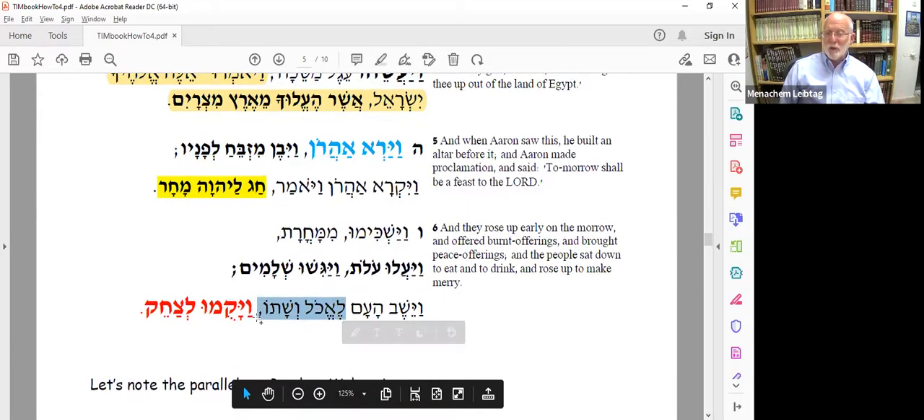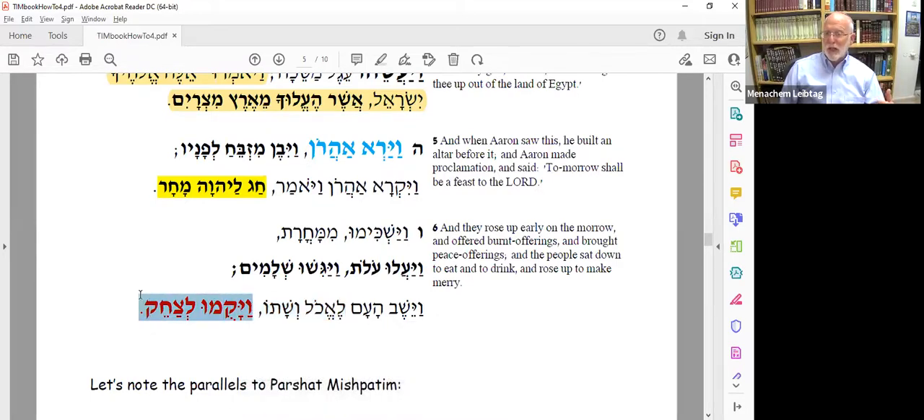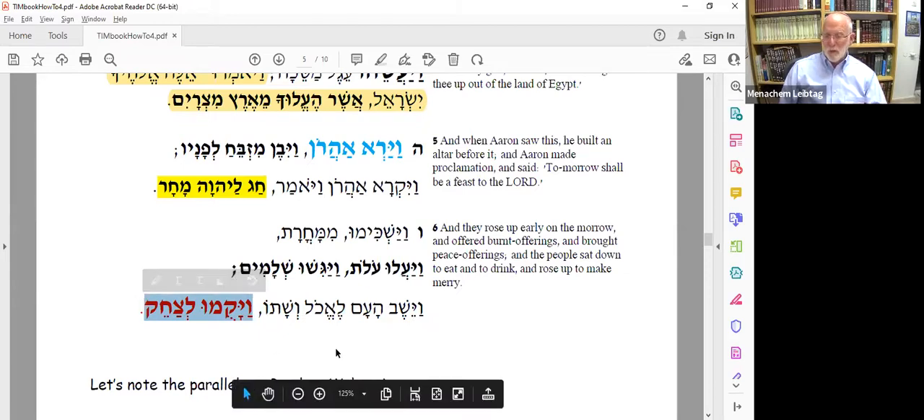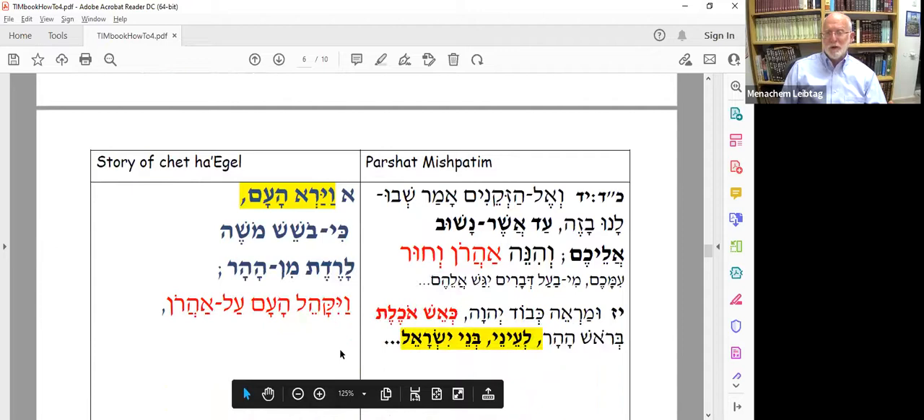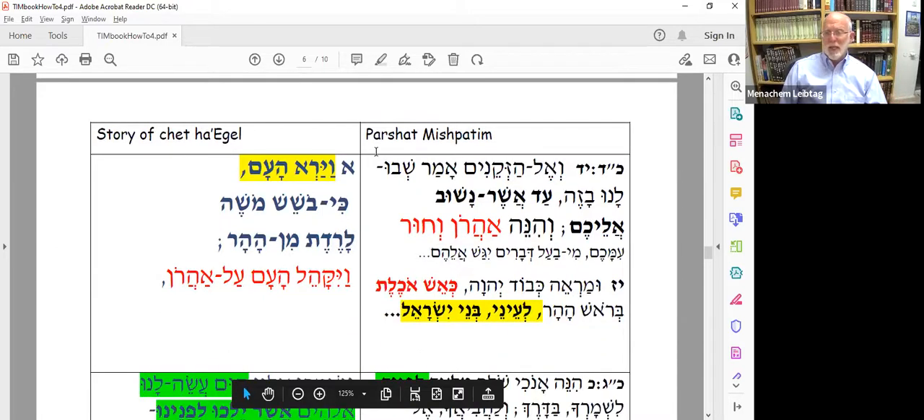And the big change is "vayakumu letzachek," what's called a contrasting parallel. Everything's parallel except they get up to laugh. Whatever that means, we'll deal with in a minute. So I want to review all the parallels we've seen. What were the parallels? From, again, the story of Chet HaEgel to Parshat Mishpatim.